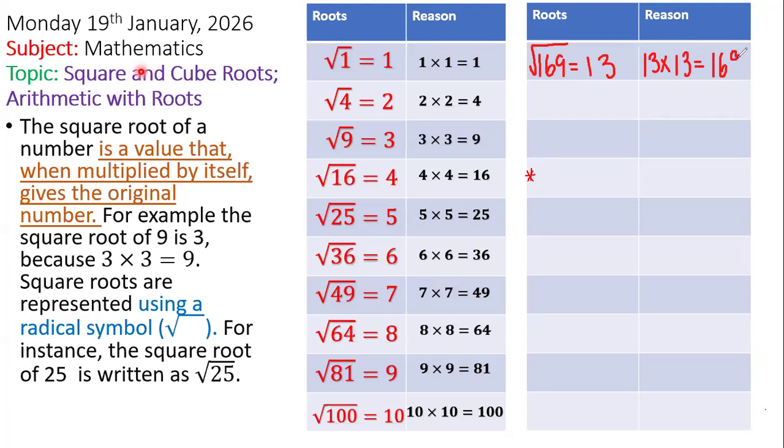Very good. What is the square root of 196? 14. Very good. What's the reason? 14 times 14 is 196. Very good. 14 times 14 is 196.